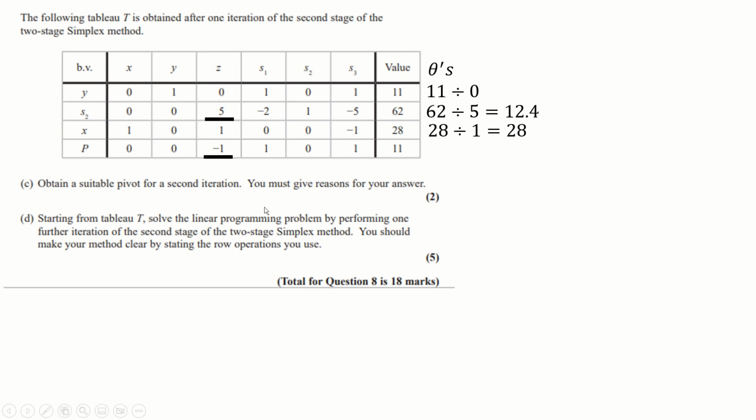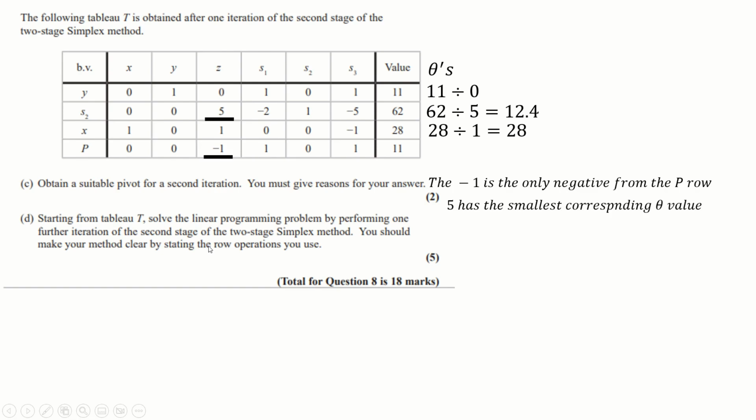So what we'll do when we get to starting from tableau T, do another stage of simplex. You must give reasons, I guess. Choose that because it's what I said out loud. Choose this because it's -1. It's the only negative left. And then we do the thetas, choose the smallest from there. We get this, good. And then do another iteration of simplex.